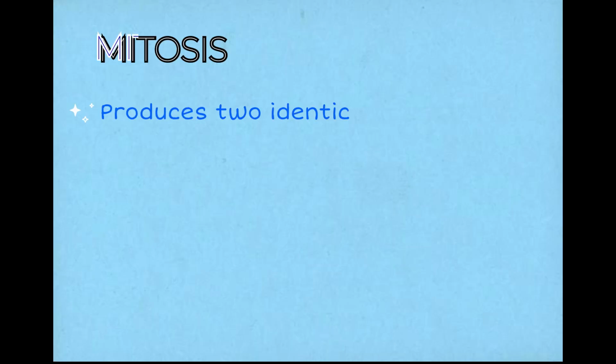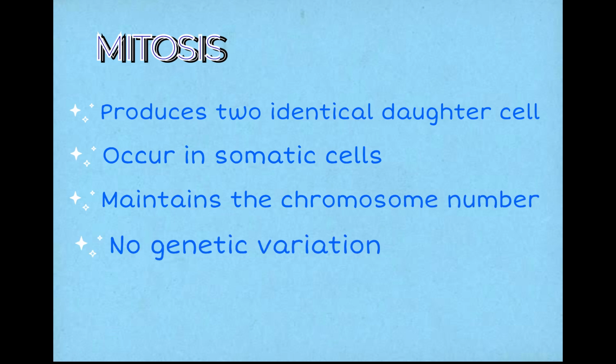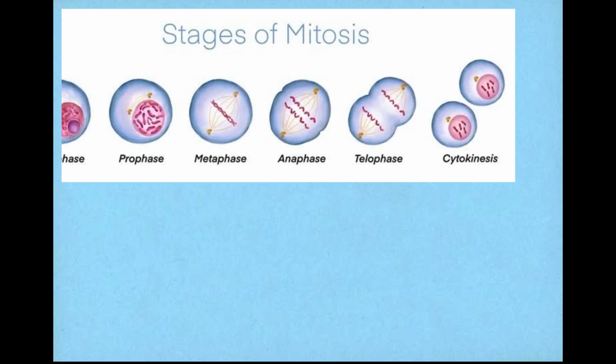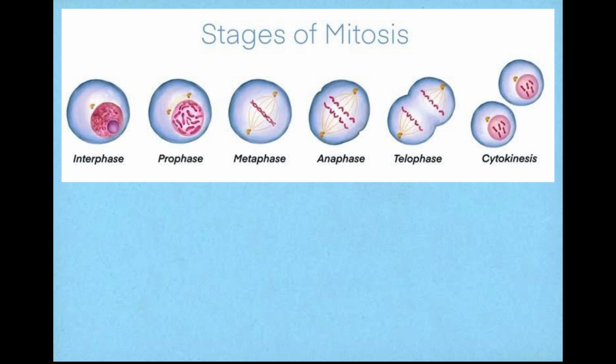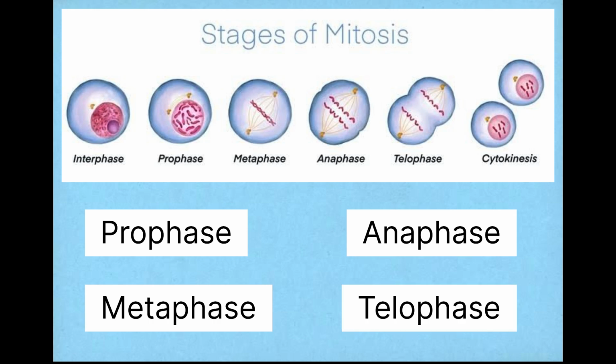Well, mitosis, as I already told you, produces two identical daughter cells. It mainly occurs in somatic cells. It maintains the chromosome number, and there is of course no genetic variation in mitosis. Now the stages of mitosis. Well, after interphase, there are four stages of mitosis, that is prophase, metaphase, anaphase, and telophase.